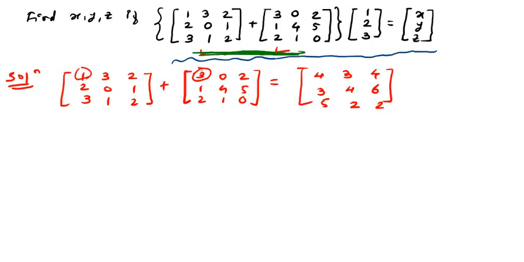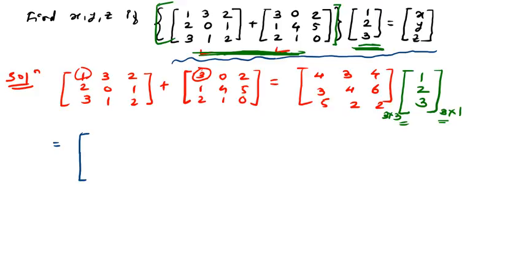Now if you observe, this addition is multiplied with this column matrix 1 2 3. So we will multiply this addition with this column matrix 1 2 3. Now we need to observe whether we can multiply or not. For that we need to see the order of this matrix, which is 3 by 3, and the order of this matrix is 3 by 1. The number of columns in the first matrix equals the number of rows in the second matrix, so we can multiply, and that multiplication will be of order 3 by 1.